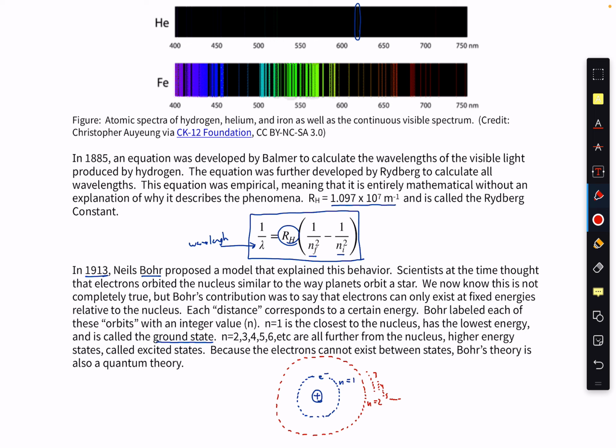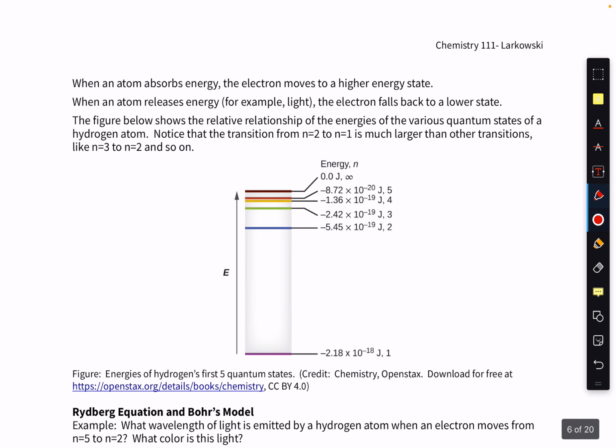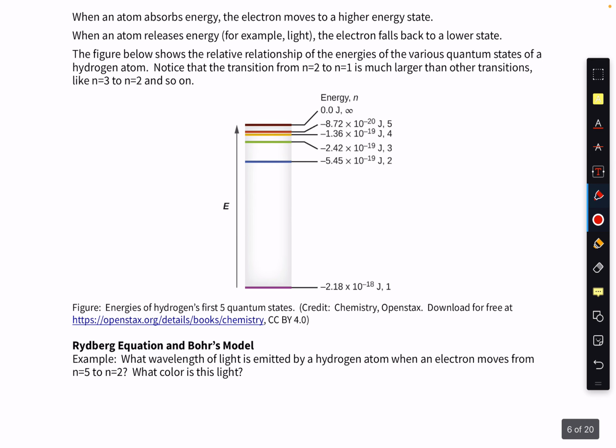All of these states that are further than n equals 1 are called excited states. And so what Bohr was able to say is that when an atom absorbs energy, endothermic, that bumps the electron up to a higher energy state.